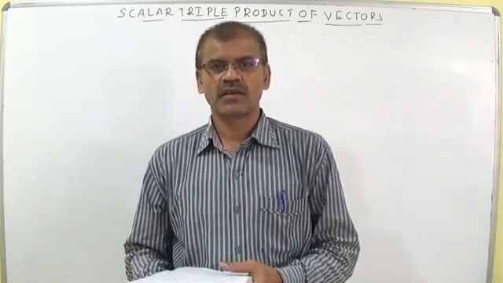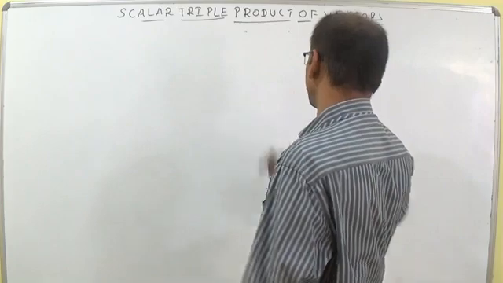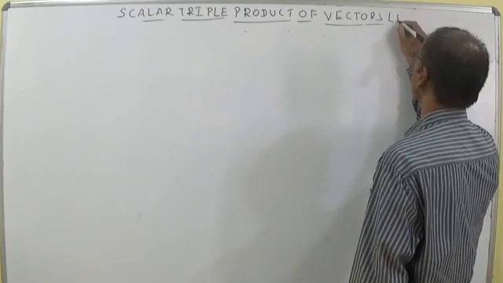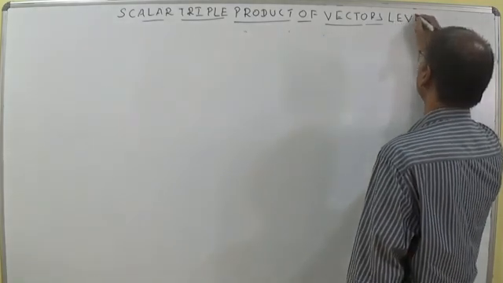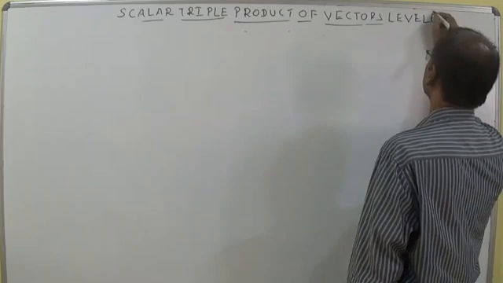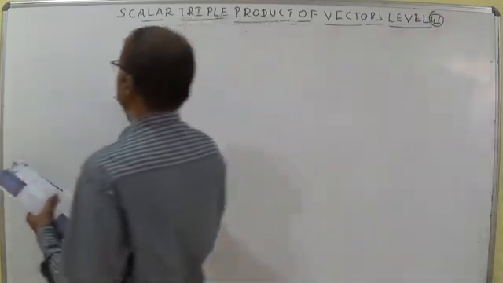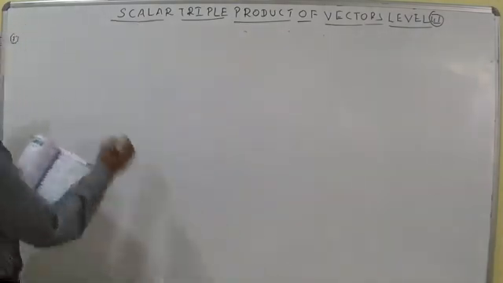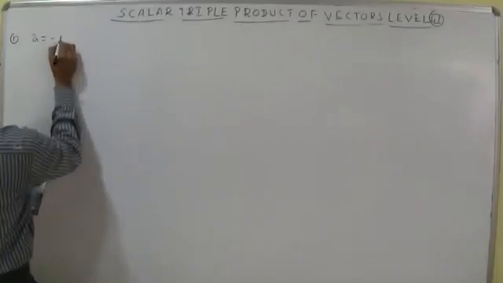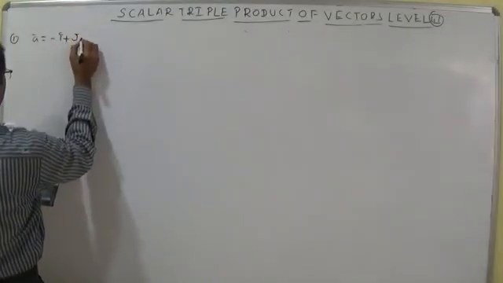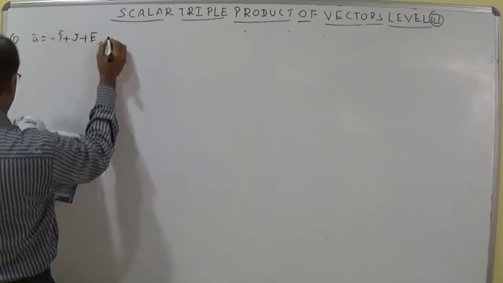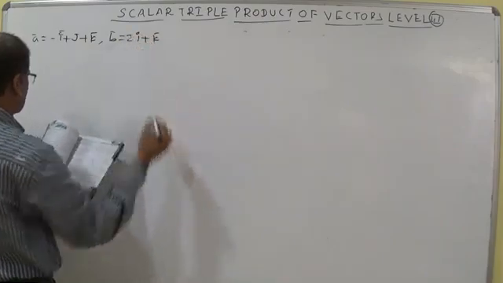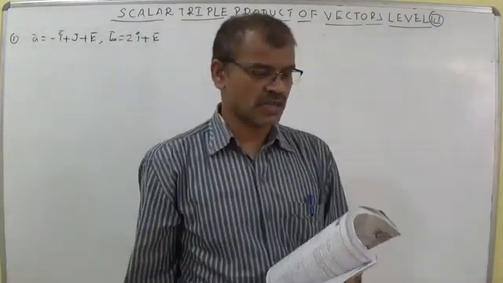Students, now we are on the topic of scalar triple product of vectors. In the previous class we discussed level 2, and now we are going to discuss level 3. First question: A bar is equal to minus i plus j plus k. This is the first vector. And B bar is equal to 2i plus k. This is the second vector. Then the vector C bar satisfies the conditions.